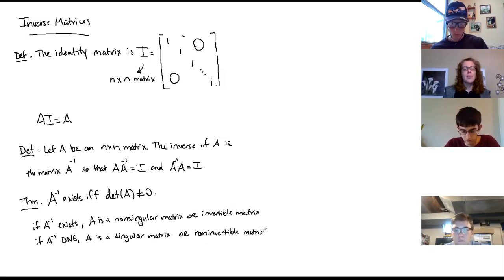Singular has to do with a point of singularity. A point of singularity is where bad things happen on a graph. So that's what's going on here with singularity.